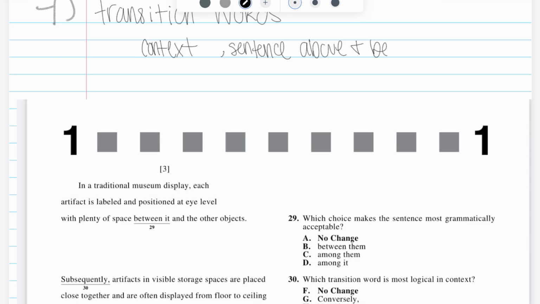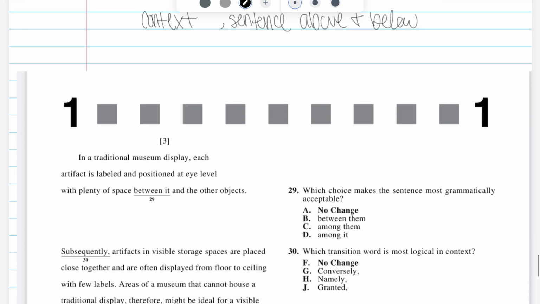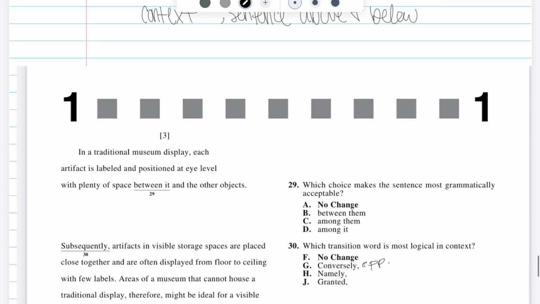So in this situation with number 30, in traditional museum display, each artifact is labeled and positioned at eye level with plenty of space between it and the other options. Subsequently, artifacts in visible storage spaces are placed close together and are often displayed from floor to ceiling with few labels. So on this, you've got to figure out what is happening in the passage to figure out the transition word, which is why I was saying read above and below, and also really focus on the context. So you've got subsequently, which would be a little bit of a conclusion. Conversely is going to be like the opposite. Namely is really kind of stating it out, and then granted is something that is automatically assumed.